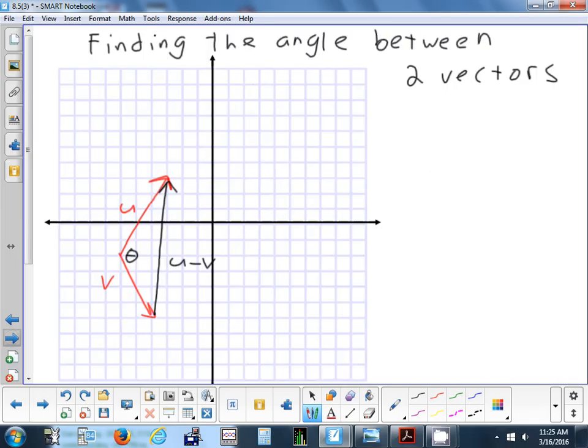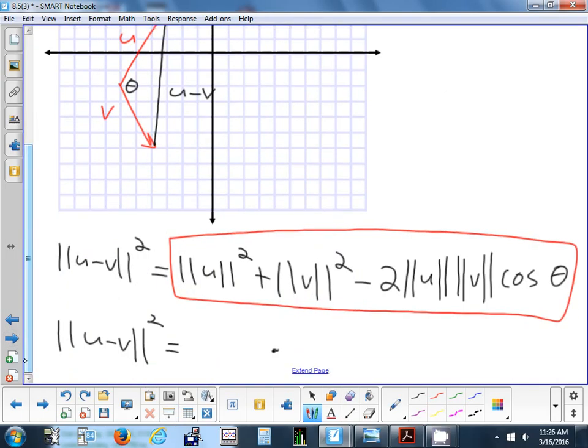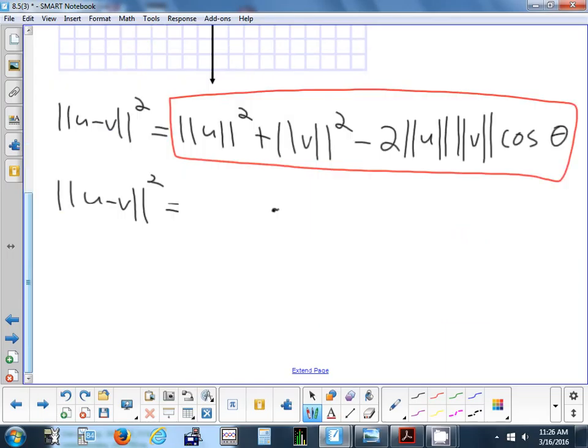All right, so let's go back and look at it. Whatever we have here inside the bars, we're going to put it dotted with itself. So u minus v dotted with u minus v. Okay, this is an alternate way to write the magnitude of u minus v squared, not using the law of cosines. Right? So what we put in the box in red, we're going to come back to that. We're not using that right now. We're using something else. All right.